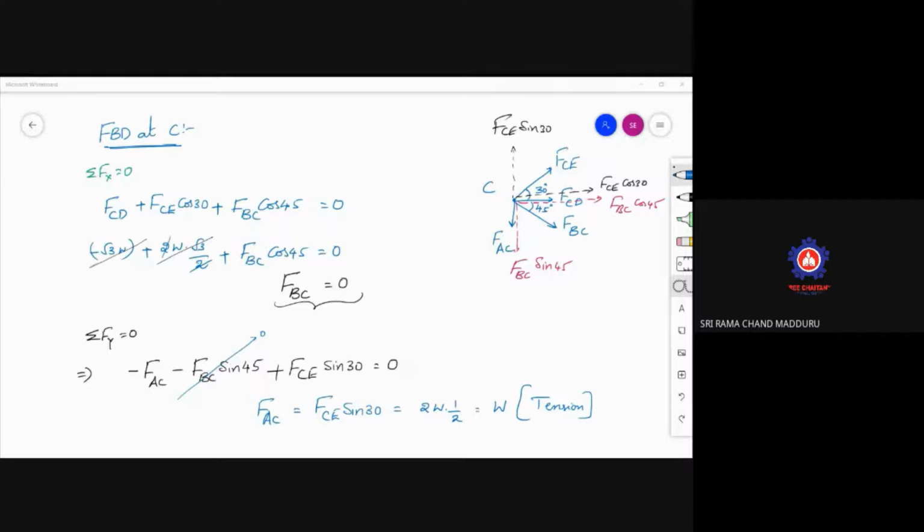Now let us move to the calculation of the deflection. If anyone is asking me to wait, I will wait. If people say that, sir, please wait for 2 minutes, then I will wait for you people to come.